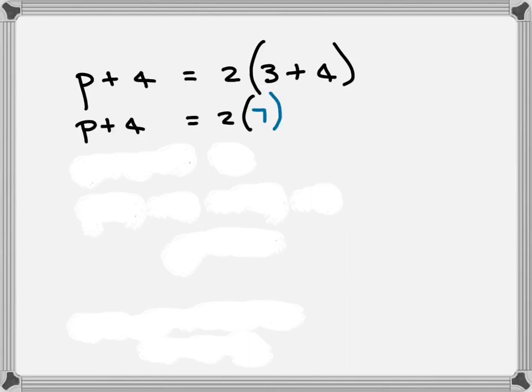So it's going to be 2. There's a silent times here. 2 times 7. The 7 is because 3 plus 4 equals 7. Okay? So that's how we wrote it on the next line. Now we need to simplify that further. What's 2 times 7? 14.